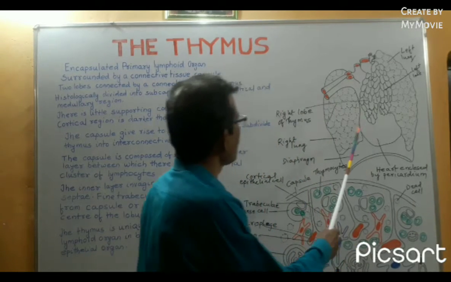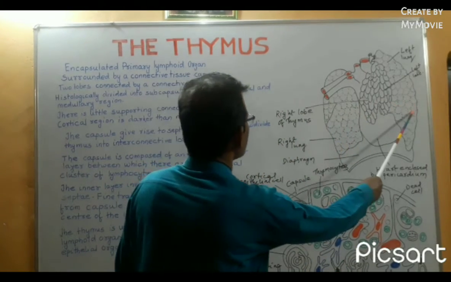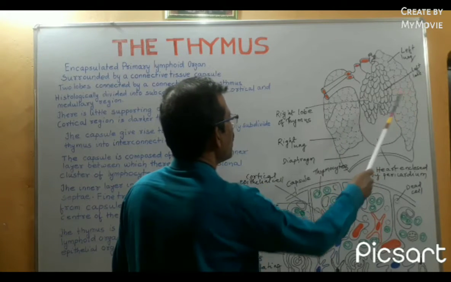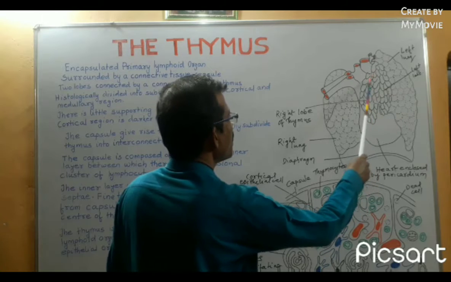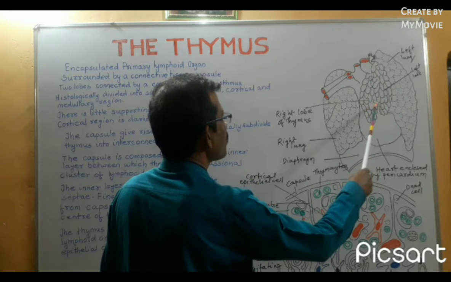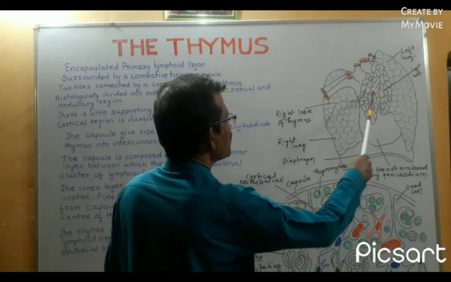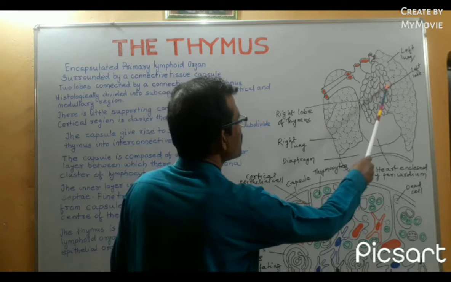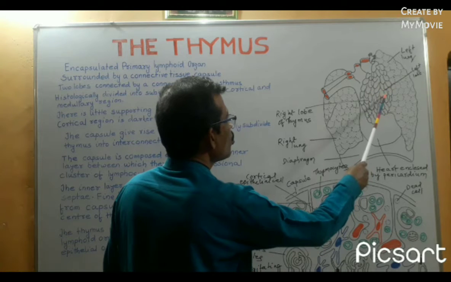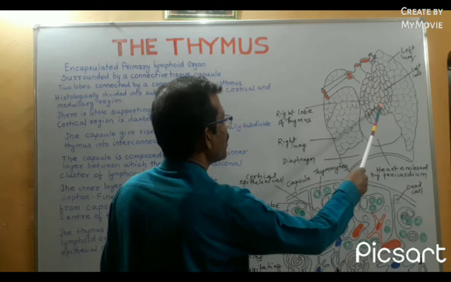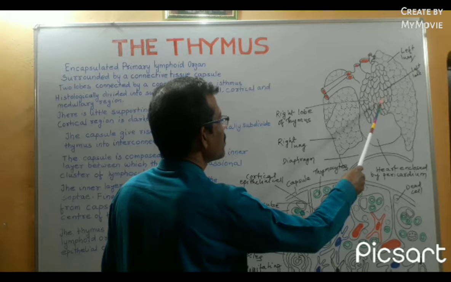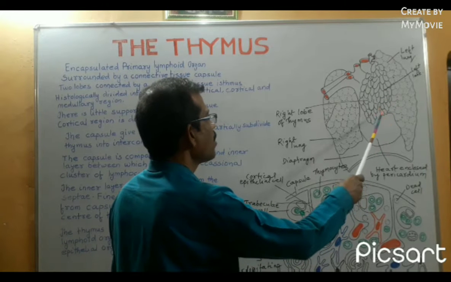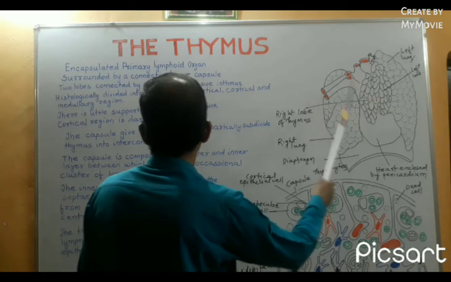In this diagram, these are the two lungs. This is right lung and that is left lung. And between these two lungs, here you can see the presence of thymus. And thymus is a bilobed organ. One is right lobe and another is left lobe. These two lobes are connected at the middle by a connective tissue isthmus. So now let us discuss in detail about the structure of thymus.